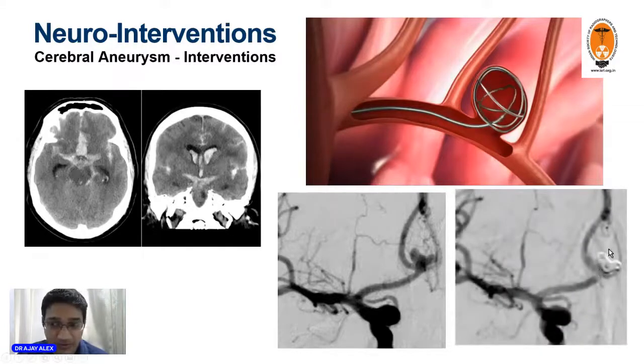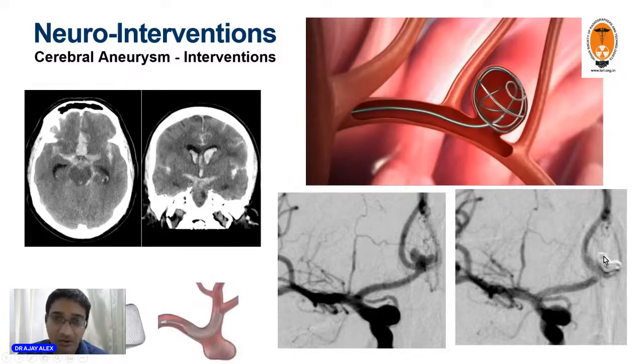So this was the post treatment image wherein the sac is completely occluded and the patient went on to recover normally. Now you also have other devices which are called as web or flow diverters, which are also used for the treatment of cerebral aneurysms depending upon specific locations of aneurysms.